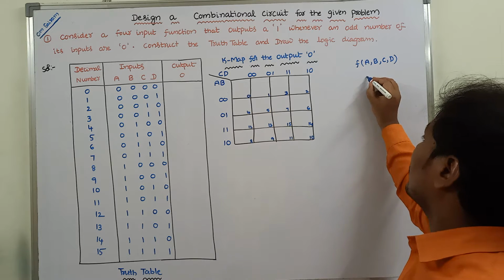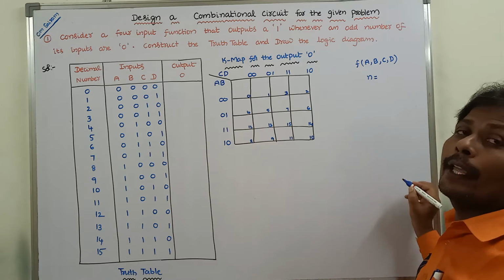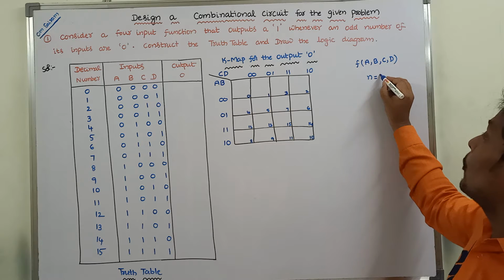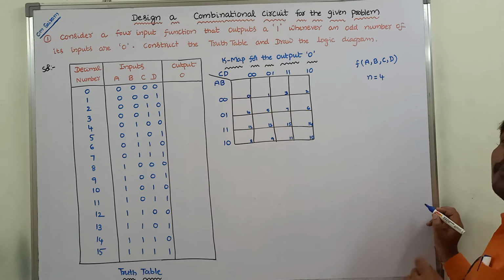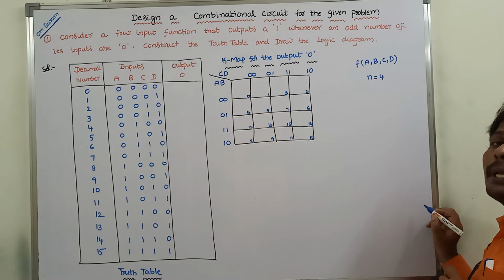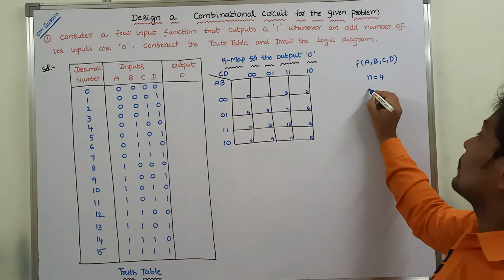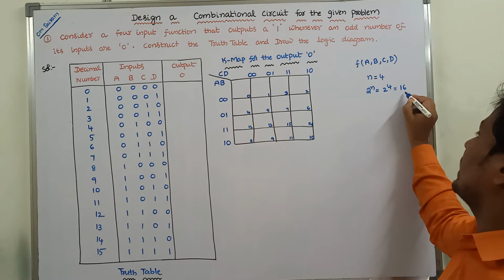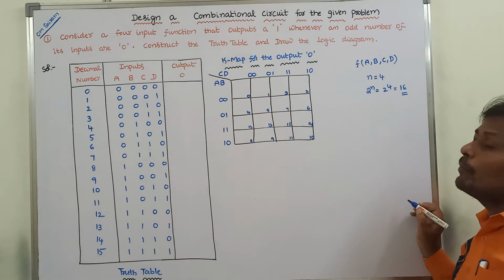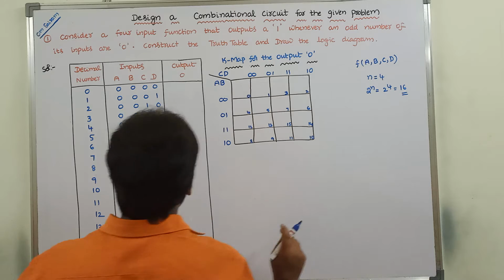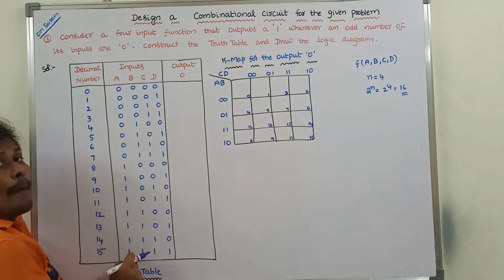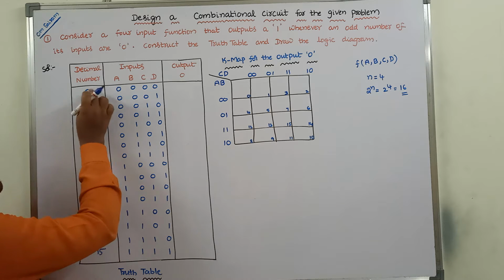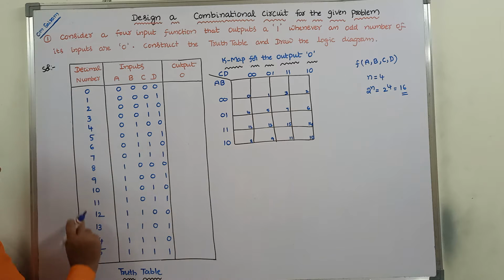Here n is the number of variables in the given function. How many variables are there? 4 variables. With 4 inputs, how many possible combinations of inputs do we get? That is 2 power n, so 2 power 4, which is 16 possible combinations. These are the 16 possible combinations of inputs A, B, C and D, and the equivalent decimal numbers are 0 to 15.